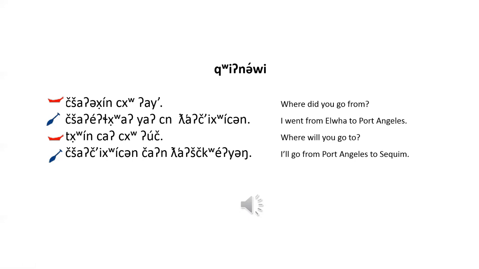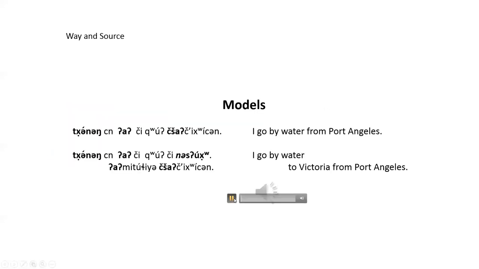Now on to way and source. I go by canoe from Port Angeles. I go by canoe to Victoria from Port Angeles.